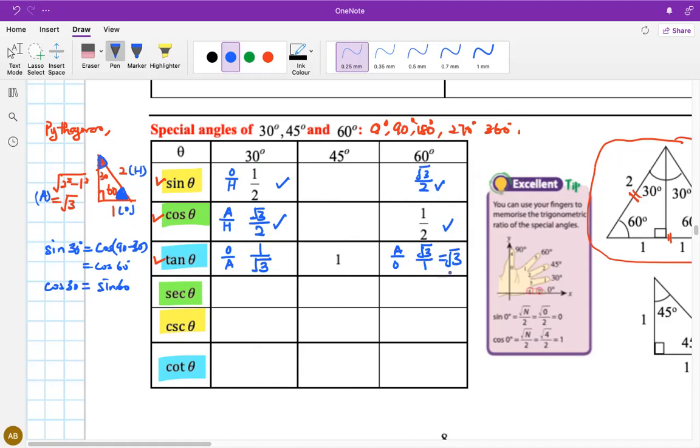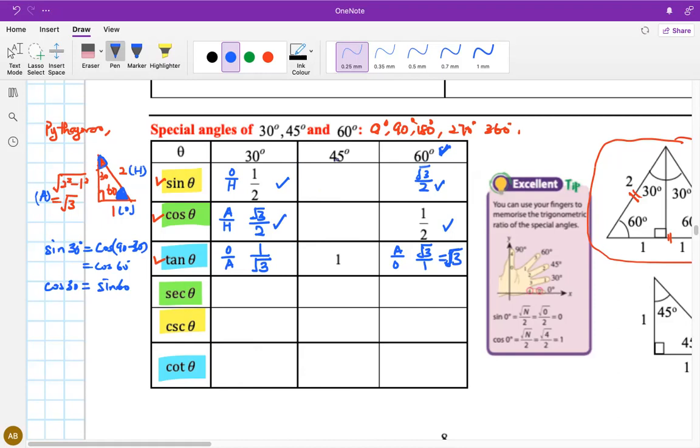So how to remember this? I usually remember that 60 is greater than 30, therefore square root 3 is on top. Since 30 is smaller than 60, it is 1 over square root 3. It's the reverse, because you know tangent 30 is cotangent 60.